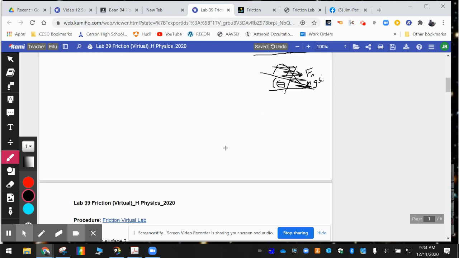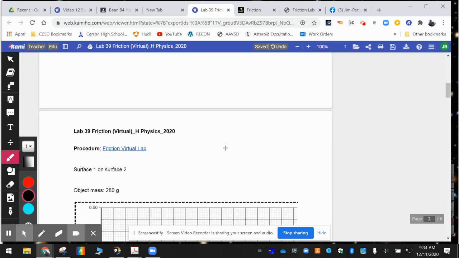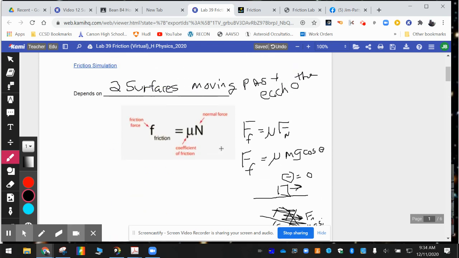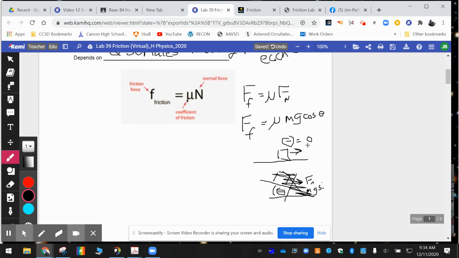Now there's two kinds of friction. Actually, there's three, but there's two kinds. Let me go ahead and write this out real quick here. So here's force is equal to this mu, and it's mg.